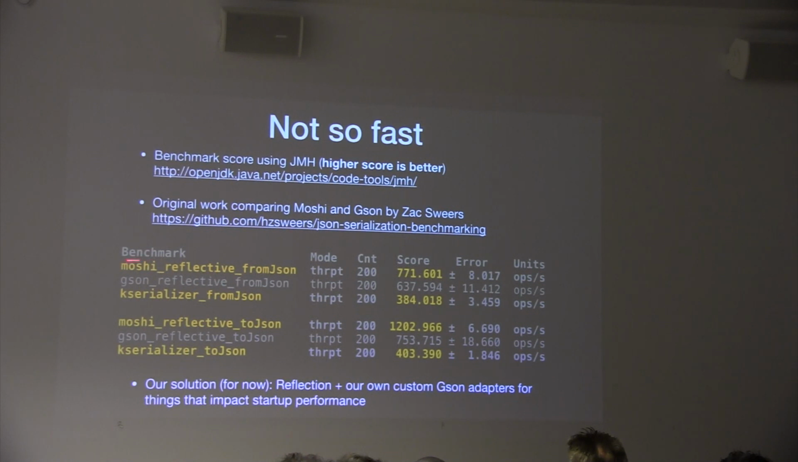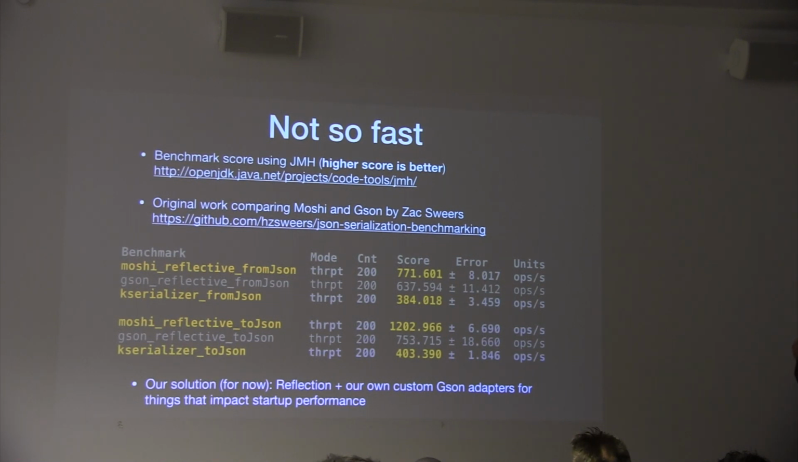So here is the reflection version of Moshi, and you can see that the higher score is better, and it's basically half the score of Moshi reflection. That's not even using custom adapters here. And here is from Gson, running it, importing it to Gson. And here it's even worse, like this is 3 times worse.